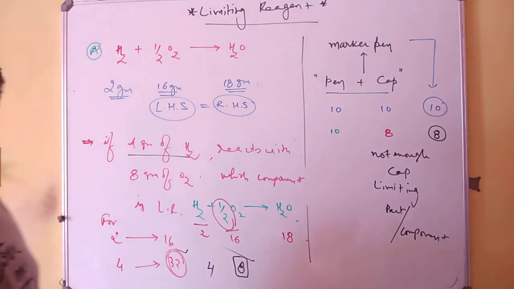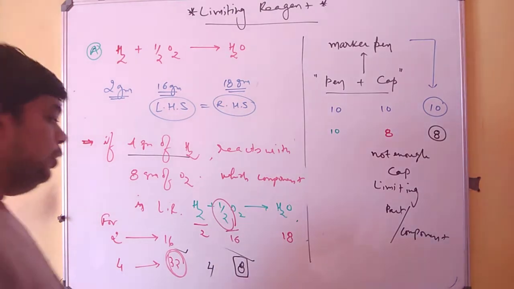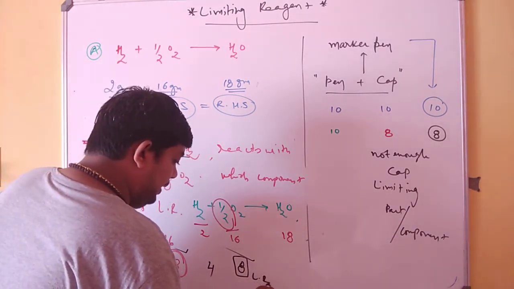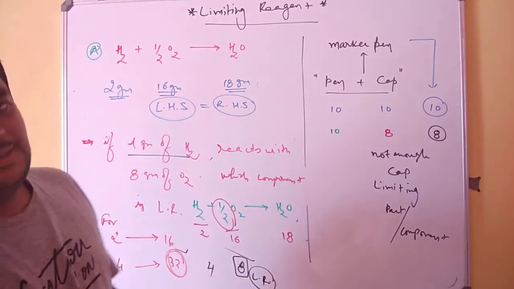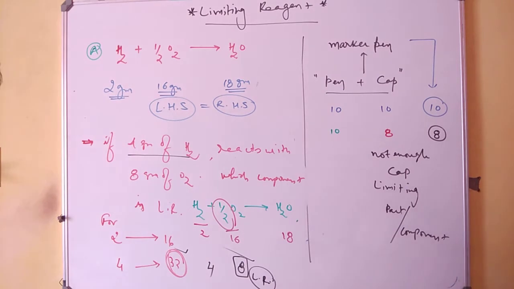So oxygen is lacking in this reaction. So oxygen is my limiting reagent. This is how easy it is to find out the limiting reagent. Still, few people find it a little difficult.